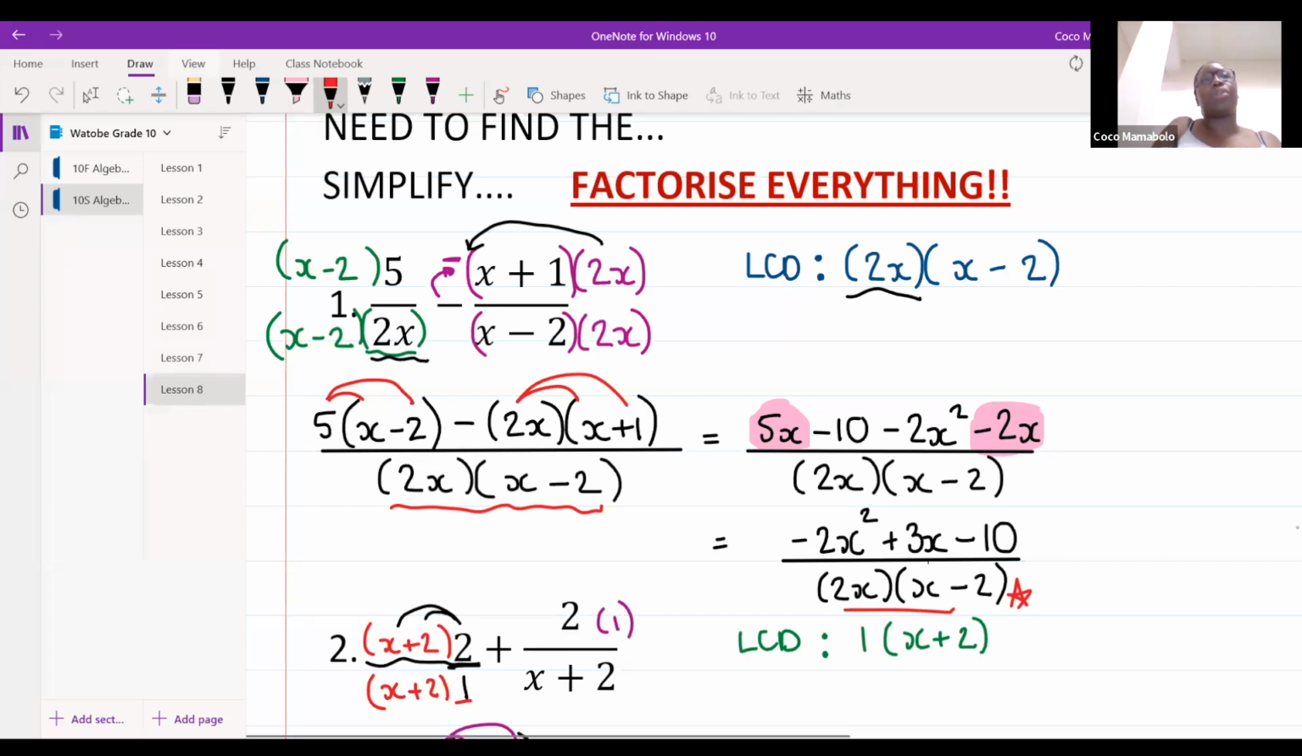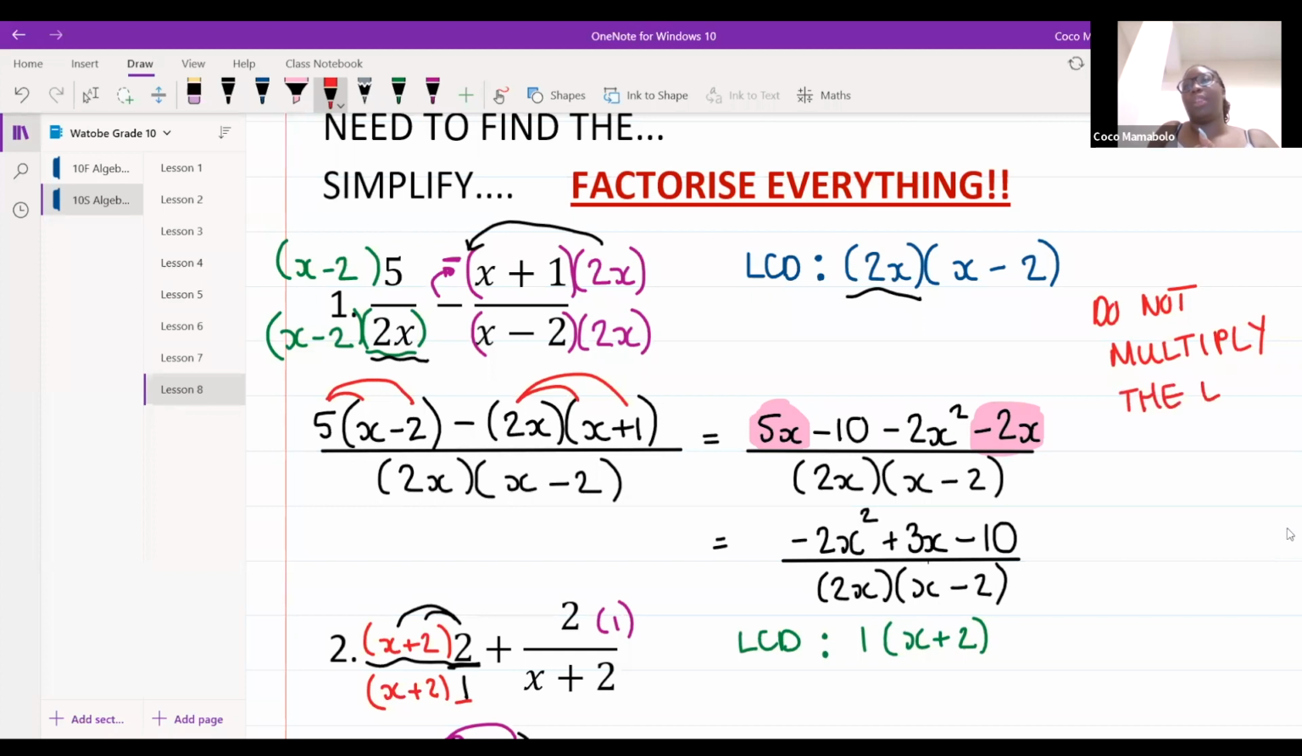But remember how we were talking about it gets a little bit more complicated if you can't see things. If they are factorized, like if they are something times something, it's easier for you to see what's missing. That's why we said do not multiply out the denominator. Don't multiply the denominator because it makes it difficult to see. Thank you. All right.